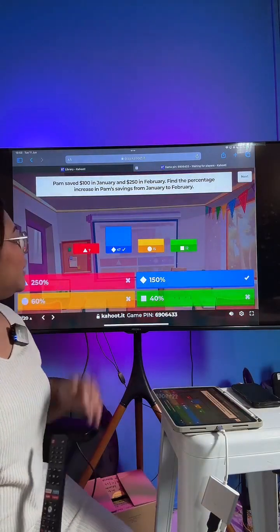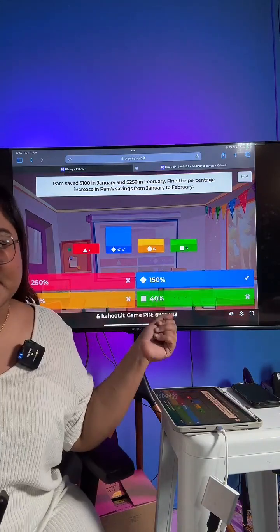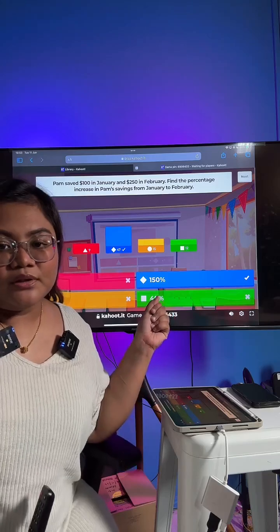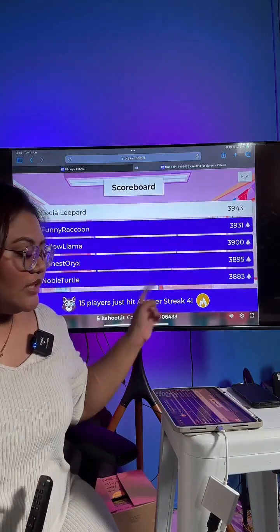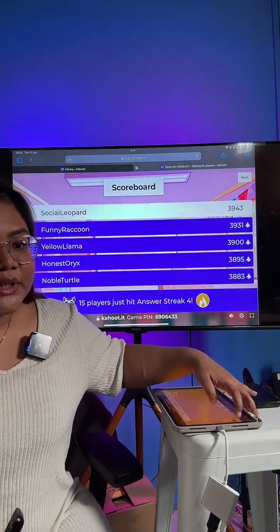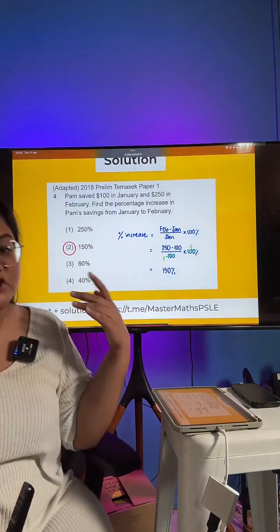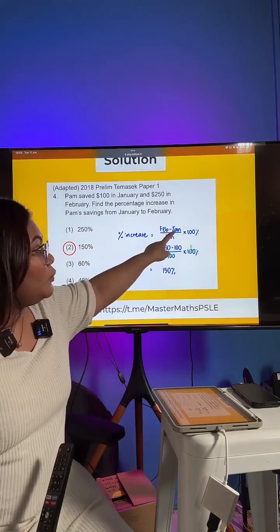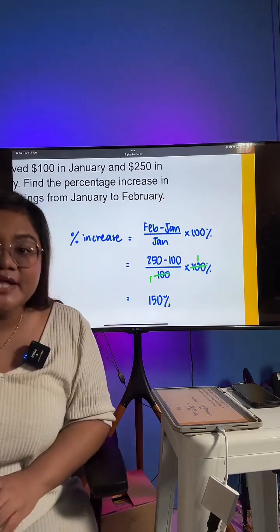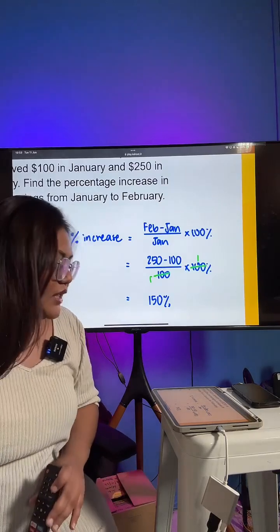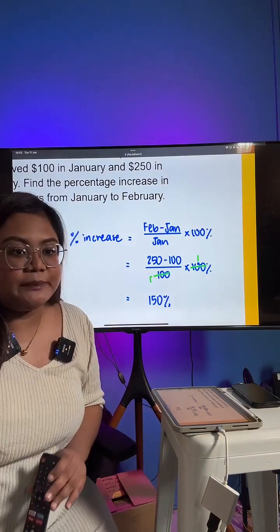Okay, now 47 of you got this right. Let's take a look at why the answer is 150%, okay? Social Leopard is still number 1. Nice job. Okay, so why is the answer 150%? We only want to find percentage increase. So the increment will be the difference out of the original. Original being January, okay? The increment is 150. The original is $100. So the percentage would be 150%.